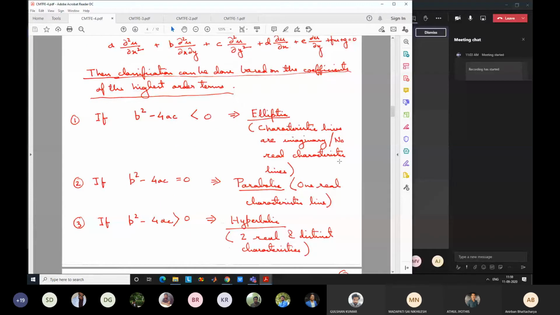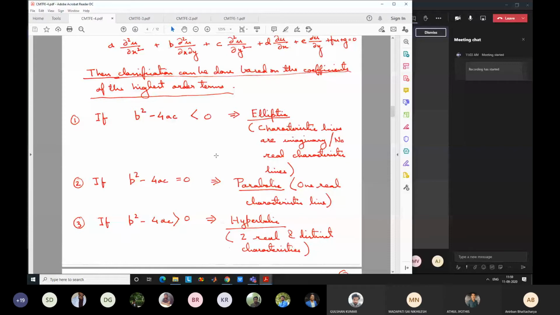If there is a single discontinuity in a 2D form, a single line which shows a discontinuity in the highest order term, we call it a parabolic equation. And if we have two distinct lines which represent discontinuity, we call it hyperbolic.